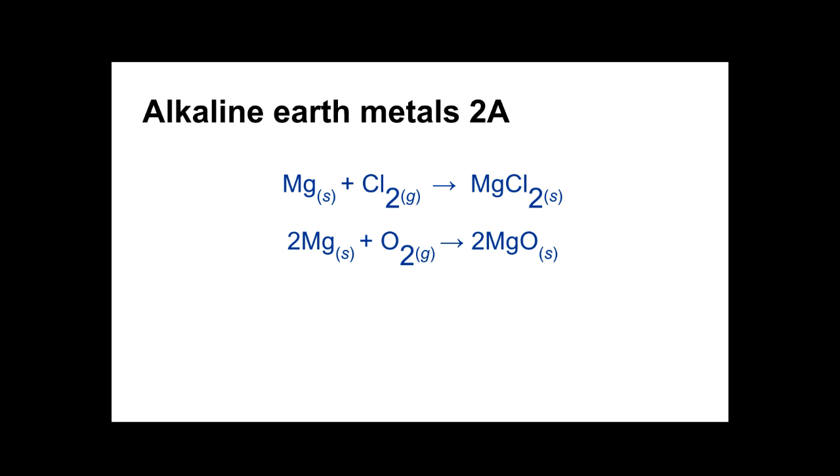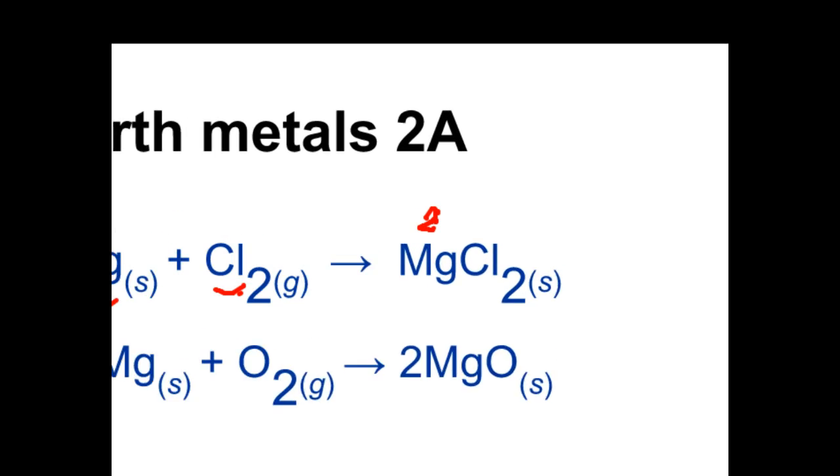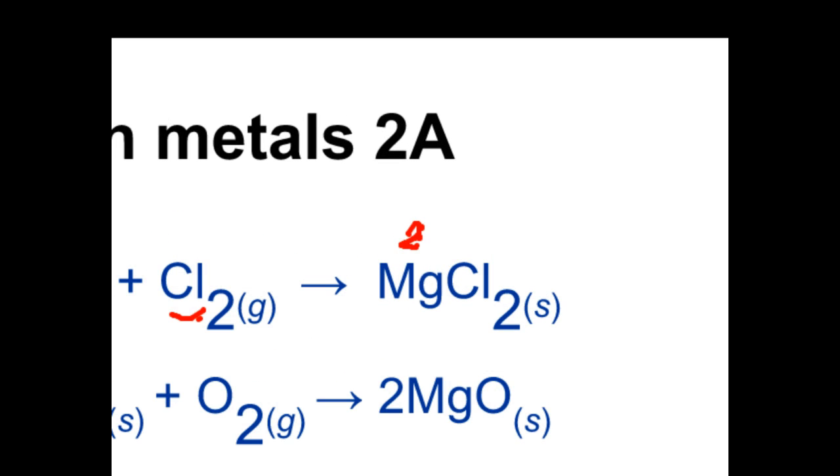And here are a couple other cool alkaline earth metal reactions. This is just a combination reaction where you have magnesium reacting with chlorine gas, and we're going to form magnesium chloride over here, again remembering the 2+ charge formed by the metal, and then a 1- charge on each chloride.